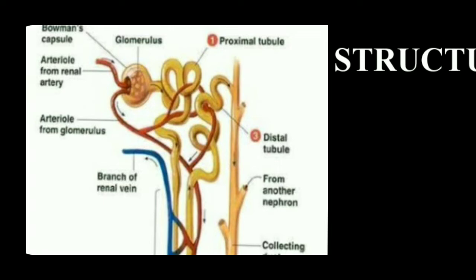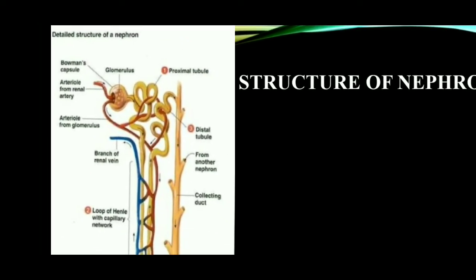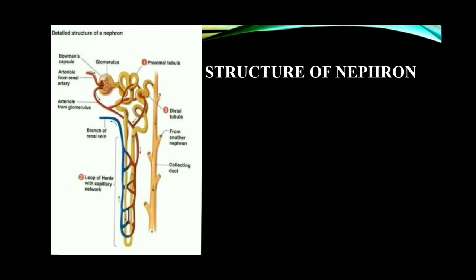The Bowman's capsule continues as renal tubule. So, the nephron is the structural and functional unit of kidney. The nephron consists of two parts, renal corpuscle and renal tubule. Renal corpuscle is the first part of the nephron. This renal corpuscle consists of two parts, that is the cup-shaped Bowman's capsule. The Bowman's capsule is made up of a single layer of epithelial cells and it has minute pores in it.